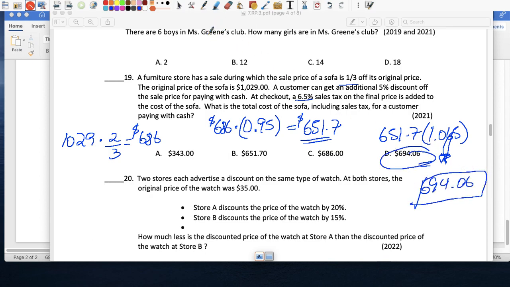You probably could have done this. I don't know how many of you could have done this. 2/3 times 0.95 times 1.065. You could have done all straight up. Times 0.95 times 1.065. Yep, and you get the same answer.